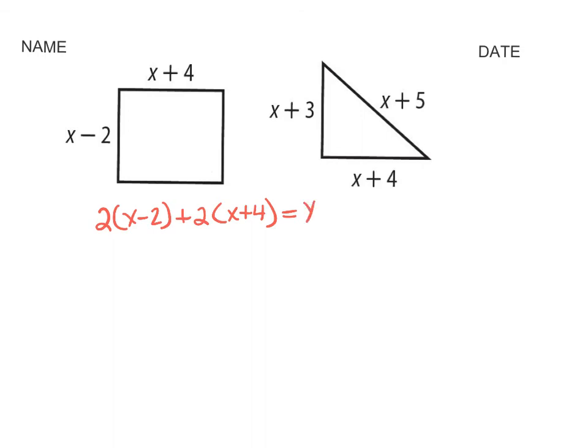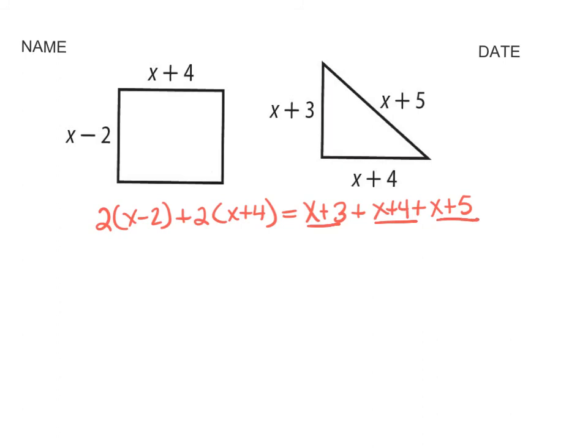So which is x plus 3 plus x plus 4 plus x plus 5. Don't overthink it. It's just all the sides. I just wrote all the sides and put a plus sign in between, right? Do you see that? This side, this side, this side.